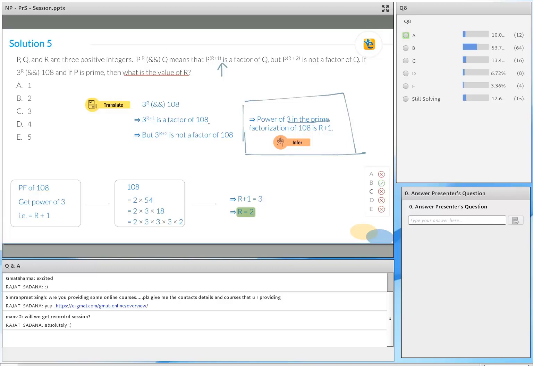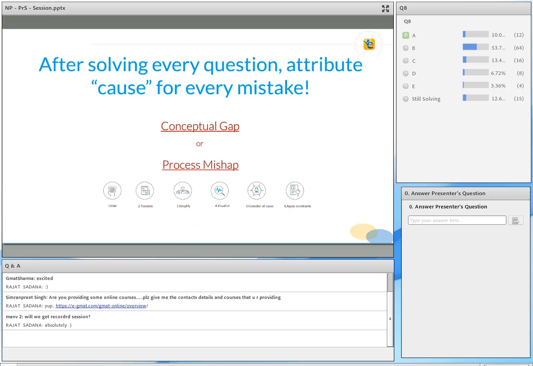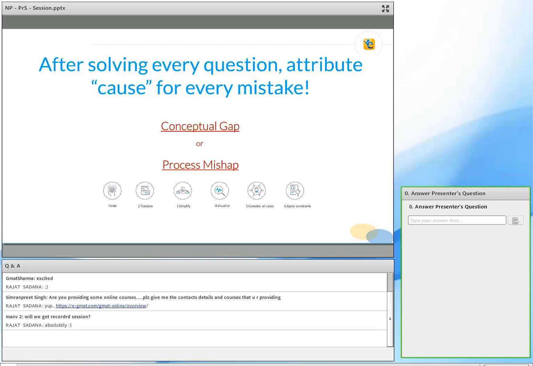So this brings me to the last slide of this session. After solving every question, attribute a cause for every mistake. The cause can be a conceptual gap, or most likely a process mishap, where you were not able to apply at least one of these process skills. All right, so a pretty long session.